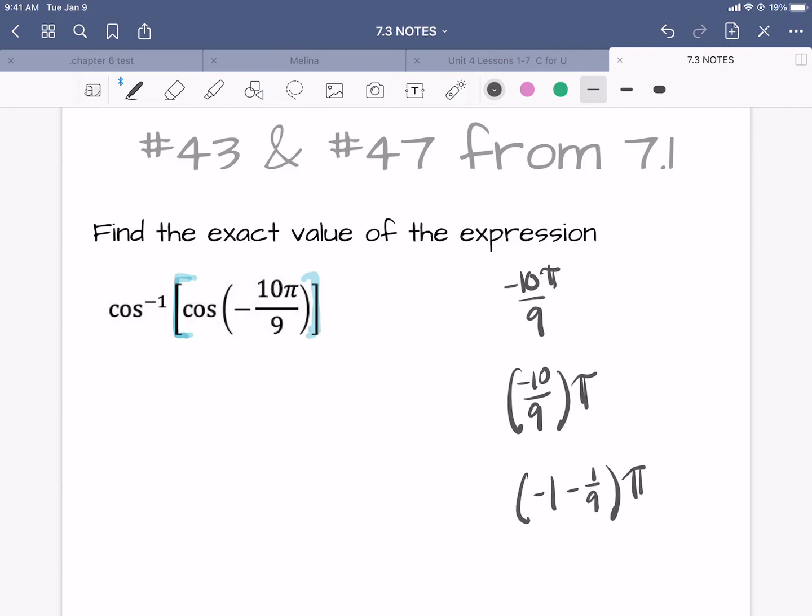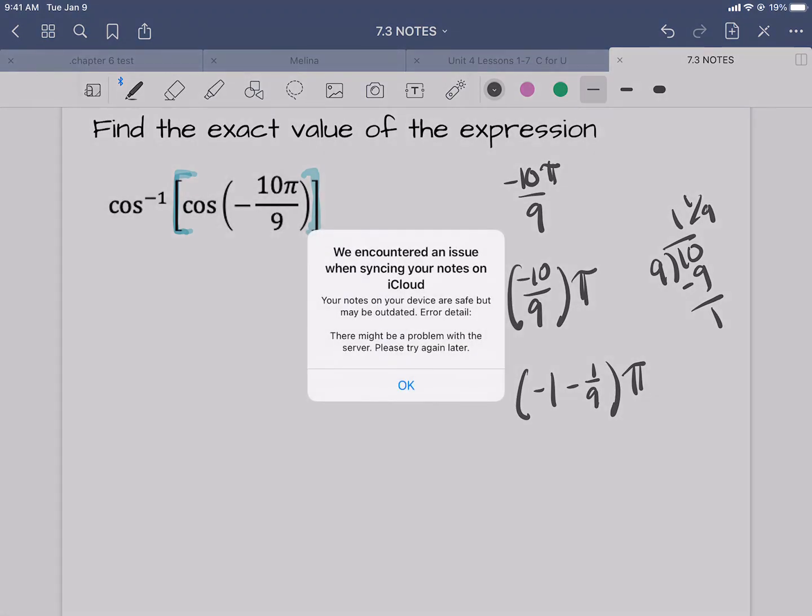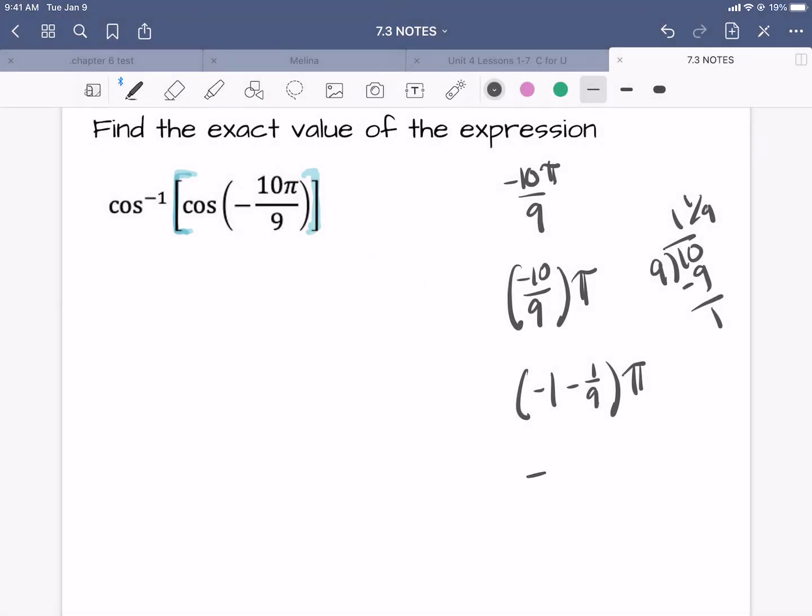And just to be sure, 10 divided by 9 looks like that, right? So I can rewrite negative 10 over 9 as negative 1 plus negative 1/9. So negative 1 minus 1/9. And then I can put the pi back through, and that's what it looks like.